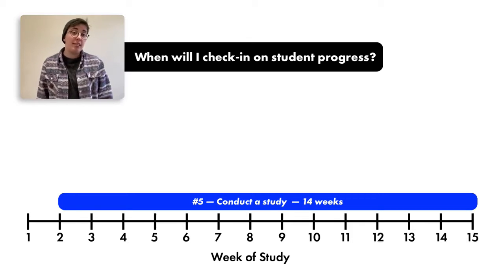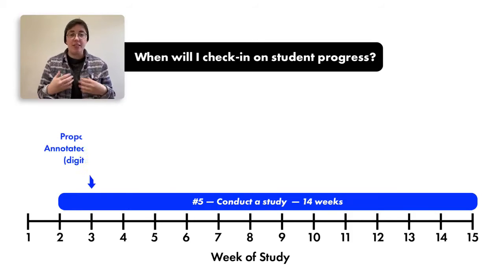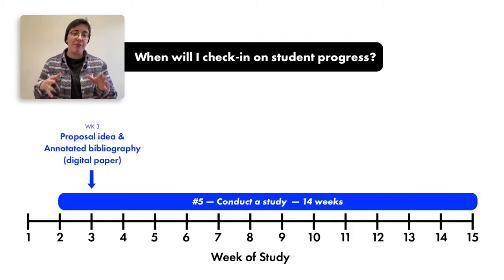Now, I can envision this maybe having 5 major touch points attached to it. Now, the first one would be this proposal idea and annotated bibliography that I'm thinking would be due around week 3. And I know that there'll probably be some heavy coaching leading up to the submission.